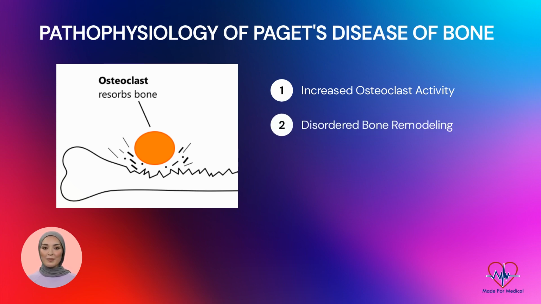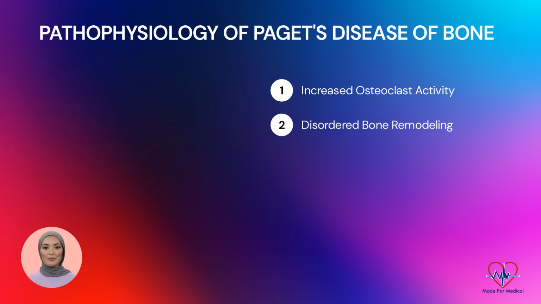Disordered bone remodeling. The increased osteoclast activity causes accelerated bone resorption, resulting in the breakdown of the normal bone architecture. However, the bone-forming cells called osteoblasts attempt to compensate for the increased resorption by laying down new bone. The newly formed bone, however, is structurally disorganized and weaker than normal bone.